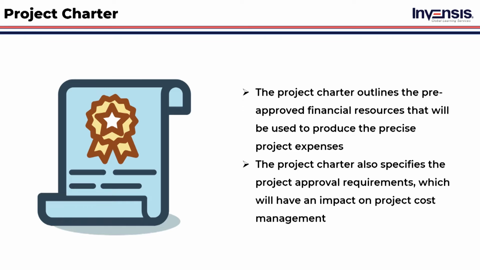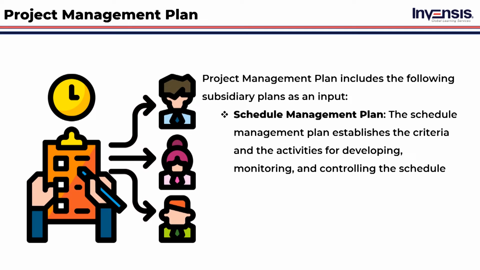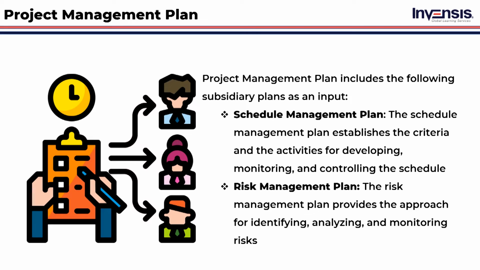Then we will use project management plan as an input for the cost management plan. Now, let us start with project management plan. In this, only few subsidiary plans are inputs. They are schedule management plan. The schedule management plan establishes the criteria and the activities for developing, monitoring, and controlling the schedule. Risk management plan. The risk management plan provides the approach for identifying, analyzing, and monitoring risks. With these subsidiary plans as inputs, the cost management will be planned.